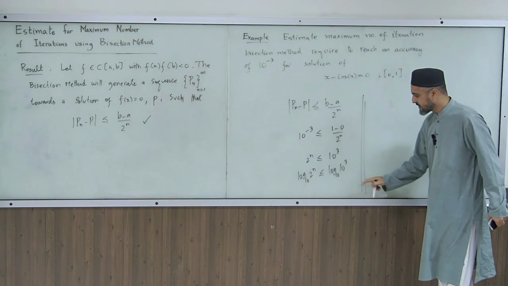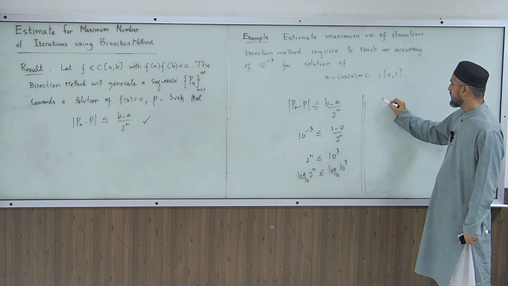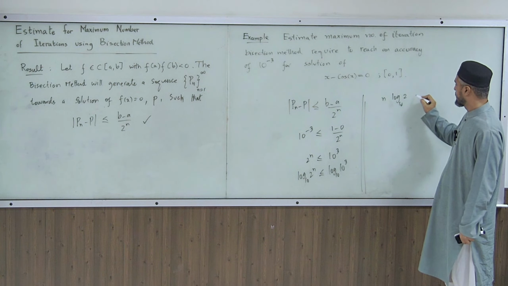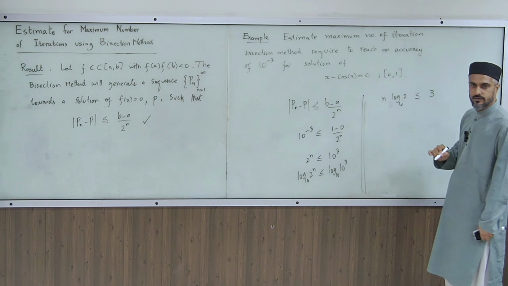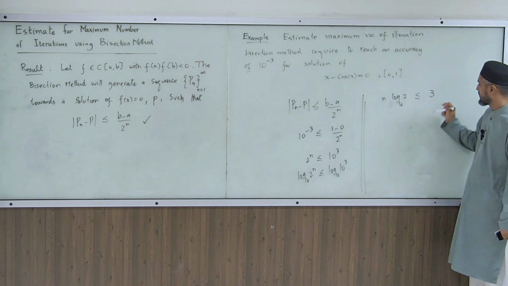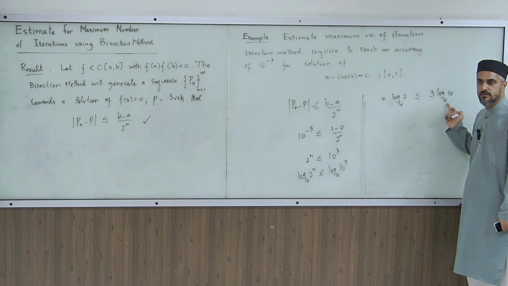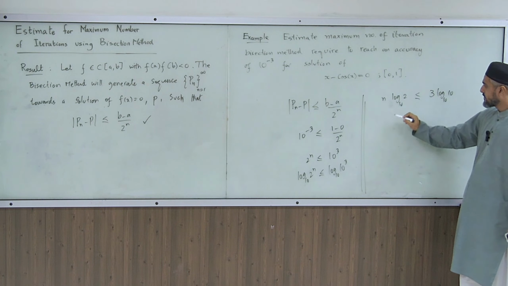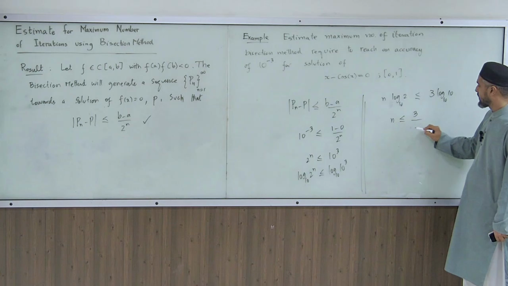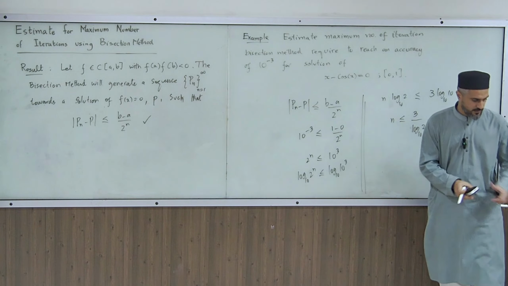Let me use a space. So if I'm coming from here to this point, we have n log 2 is less than or equal to 3, because when 3 comes over here, we are only left with this thing. This is 1. So what is n? n is less than or equal to 3 divided by log of 2.